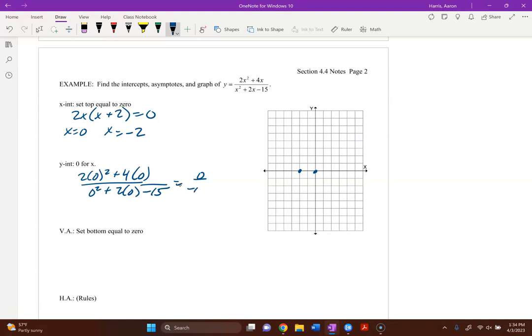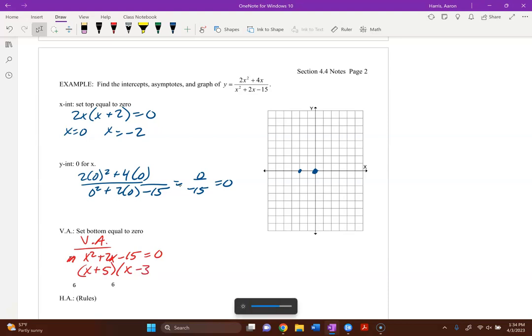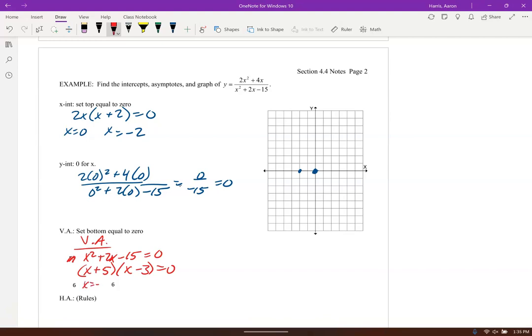So I got 0 over negative 15, so I got 0. We already knew that, 0, 0. Vertical asymptote, let's take our denominator: x squared plus 2x minus 15 equals 0. So I got (x plus 5)(x minus 3) equaling 0, so x equals negative 5 and x equals 3. There's our negative 5. There's our 3.